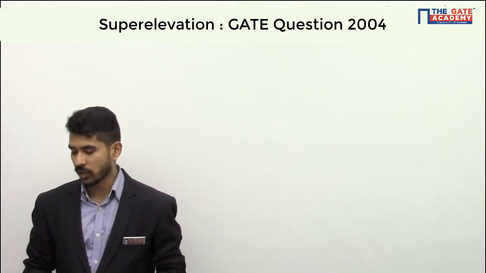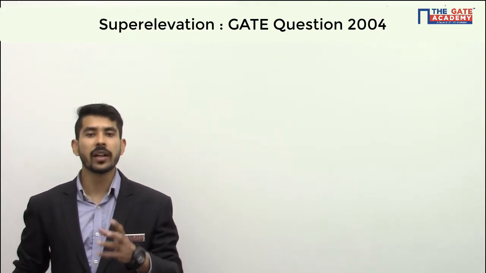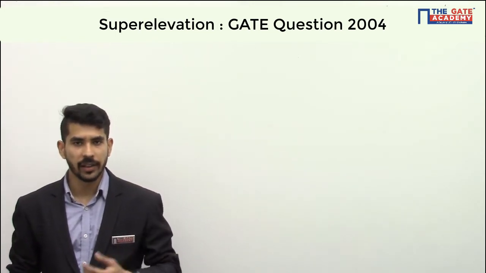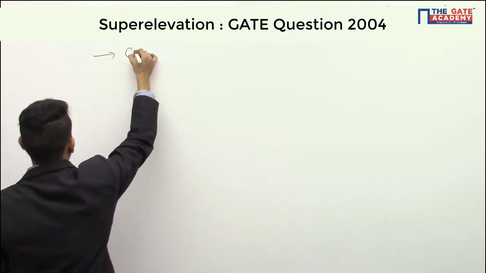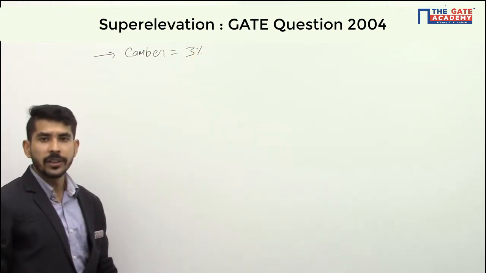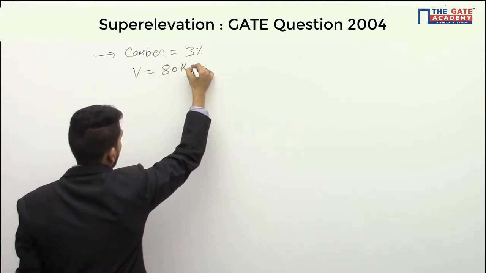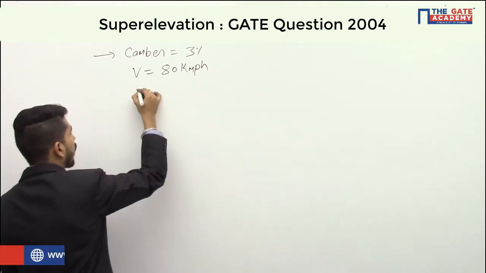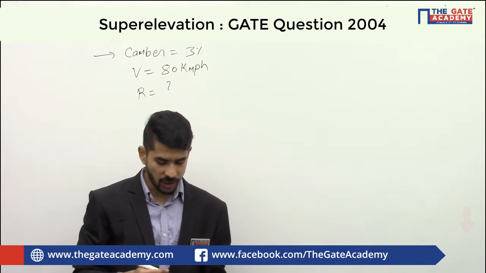So he's asking us to calculate the value of radius beyond which we do not require any kind of super elevation. And he's giving us some values. So what values is he giving us? He says camber equal to 3%. Then he says V is 80 kilometers per hour, and he is asking us to calculate the value of radius, saying that super elevation is 0.